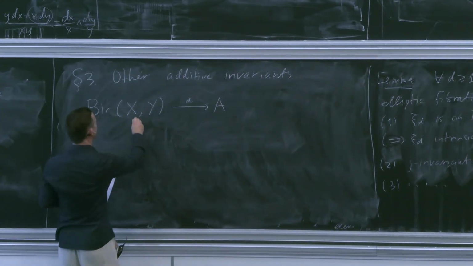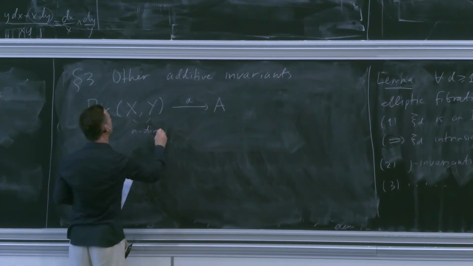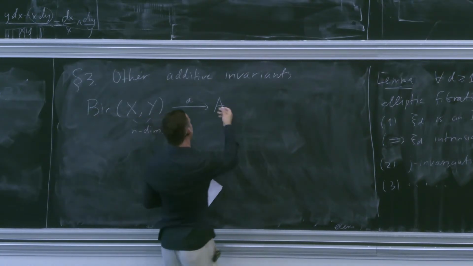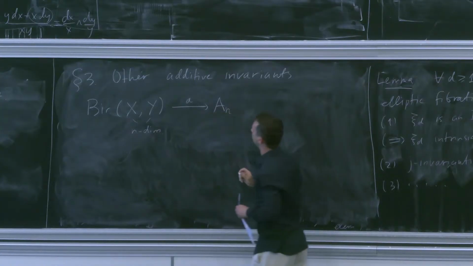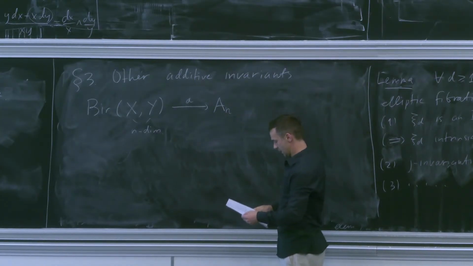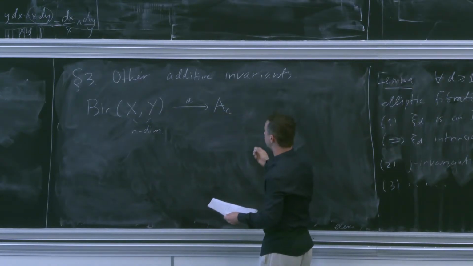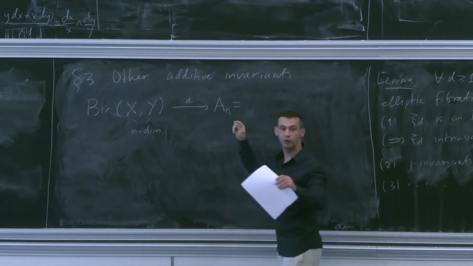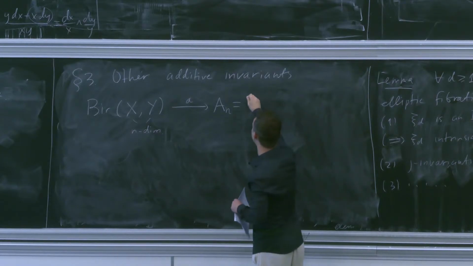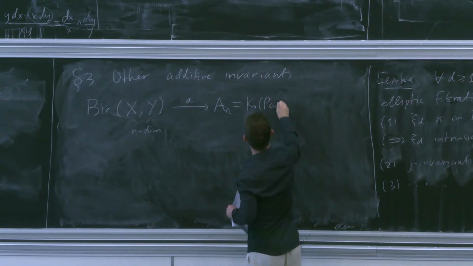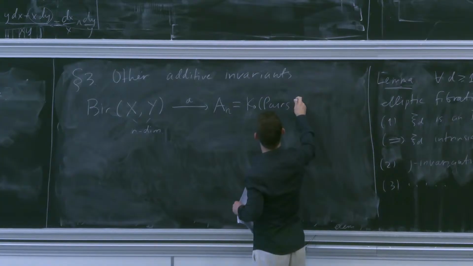And these were n-dimensional varieties. And I was told that I need to put different n here every time, so not the same value, it depends on n. And the universal one was this K0 of pairs, which wasn't showing up recently, so let me remember what it is.